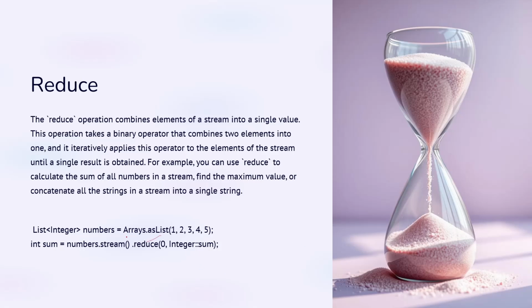Consider this example. We have a list of numbers, 1 2 3 4 5, and we need to find the sum of them. How do we find that? We have the numbers list, dot stream, and we use reduce. What will reduce do? It will combine these into a single value. Let's say you have a list of 1000 numbers and you need to find the sum of those 1000 numbers. What you can do is loop over it and add each value. That is the condition we would otherwise do, right?